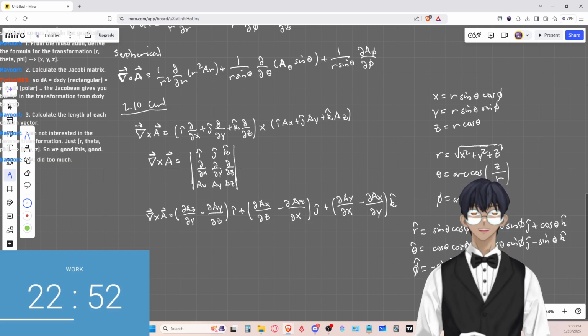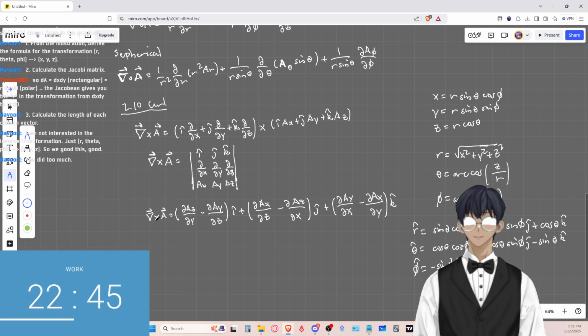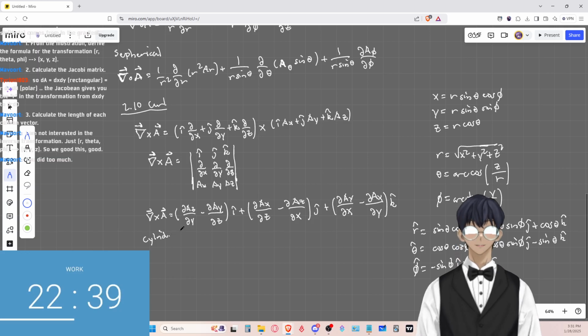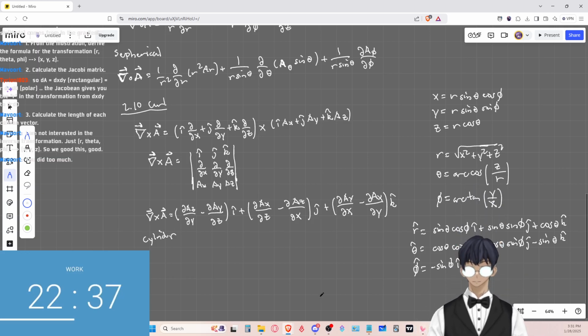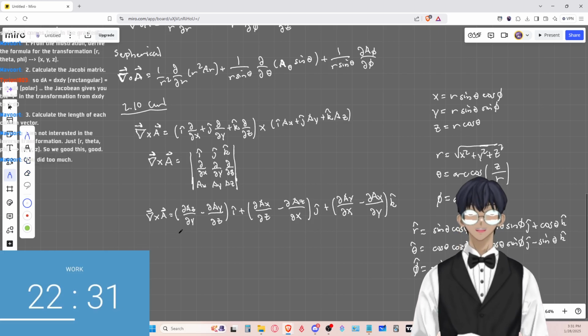Let's see what we got. Okay, now we have the spherical. Now we have the cylindrical. Oops. Now we have the cylindrical and the spherical version of these.